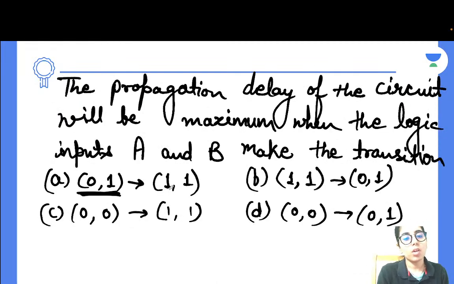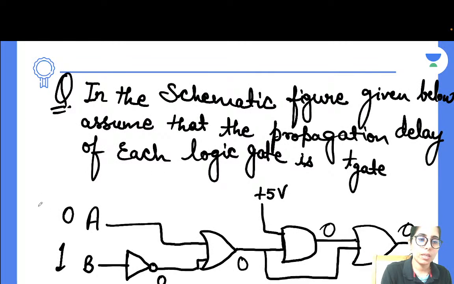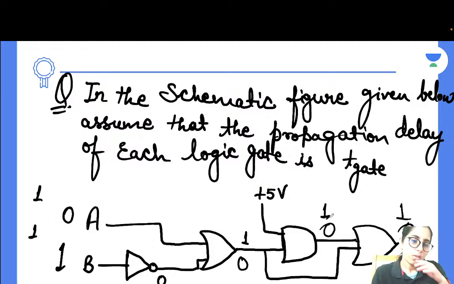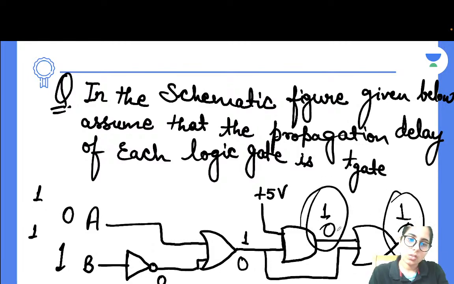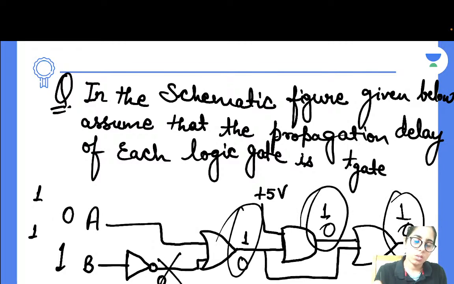Then they are saying that the transition has taken place from 0 1 to 1 1. Now I'll take 1 and 1 here. So 1 1 will give you 0 here, so no change. And if you see here 1 and 0, that will give you 1 here, it's changed. 1 and 1 will give you 1 here, 1 and 1 will give you 1 here, right? So this has changed, this has changed, this has changed, but this one doesn't change.